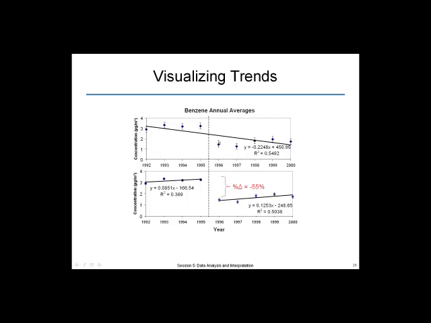So this is a case where I would argue that while a linear regression across all the data makes some sense, I really understand a lot more about it if I look at the difference between these two time periods of the data. I think I learned more about the concentrations in that case.